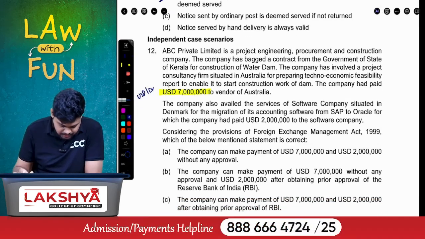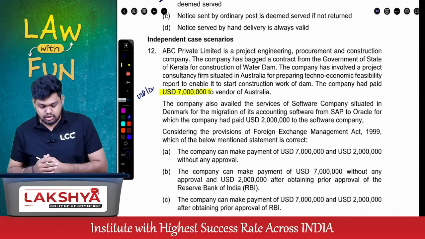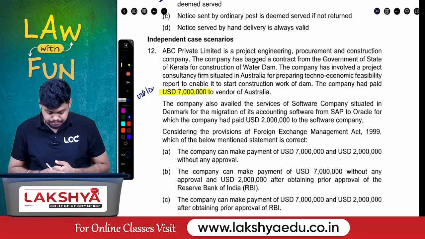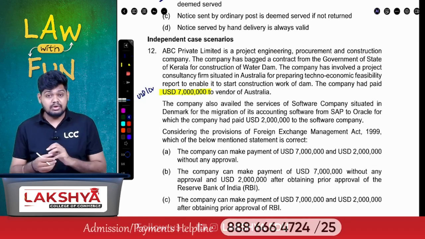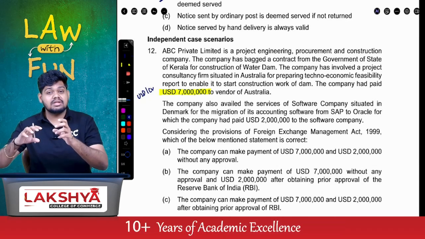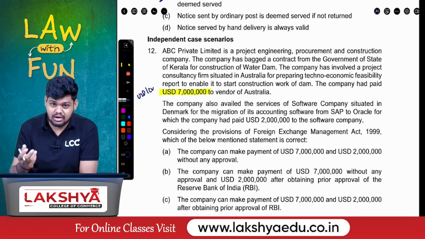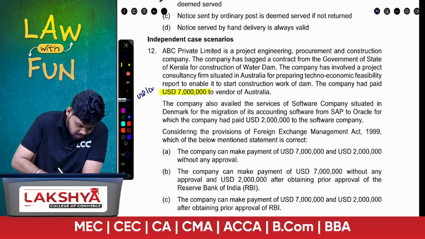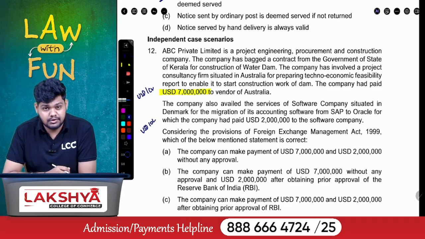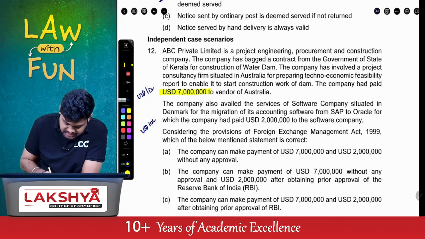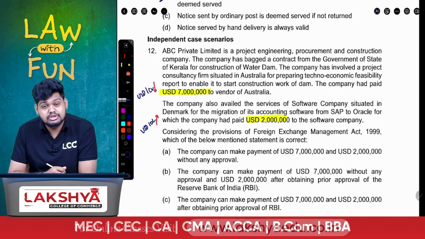Chalo, the second part of this question, the company also availed the service of software company situated in Denmark for the migration of its accounting software from SAP to Oracle, for which the company had paid US dollars 20 lakhs to the software company. And sir, because there is no infrastructure involved in this procedure, it will fall under the other category, other than infrastructure project, where the limit provided by FEMA provisions, current account rules, was 10 lakh US dollars. If you remember, USD 10 lakhs was the limit provided for other than infrastructure. Anything above 10 lakhs, I have to get a permission from RBI. Because of the fact that this is 20 lakhs this time, which is exceeding my limit provided under FEMA provisions, I have to get a permission from RBI.